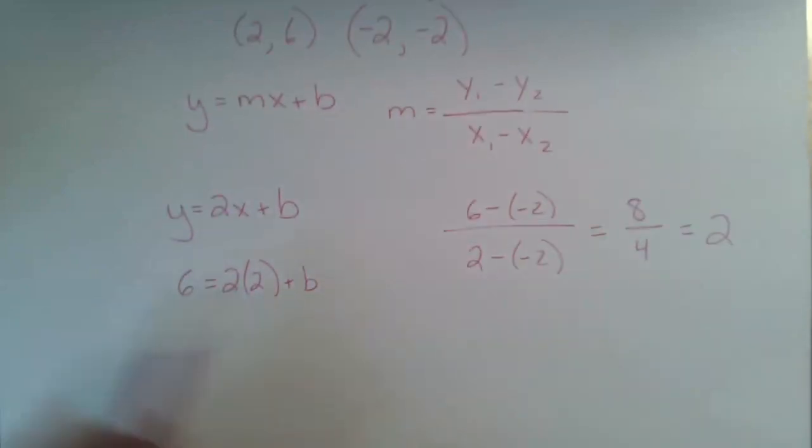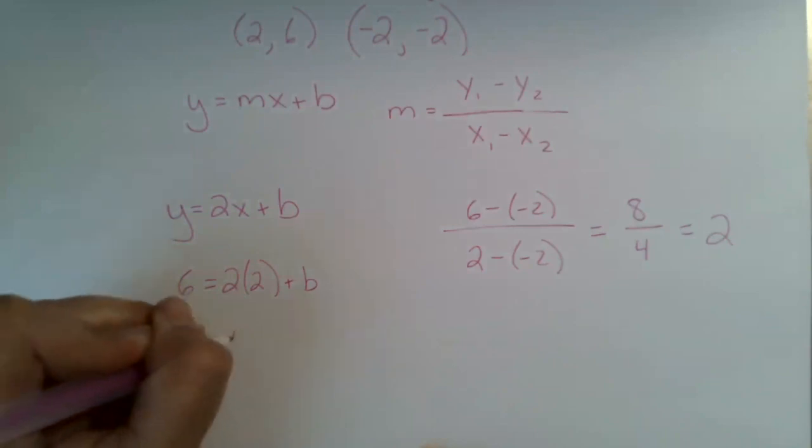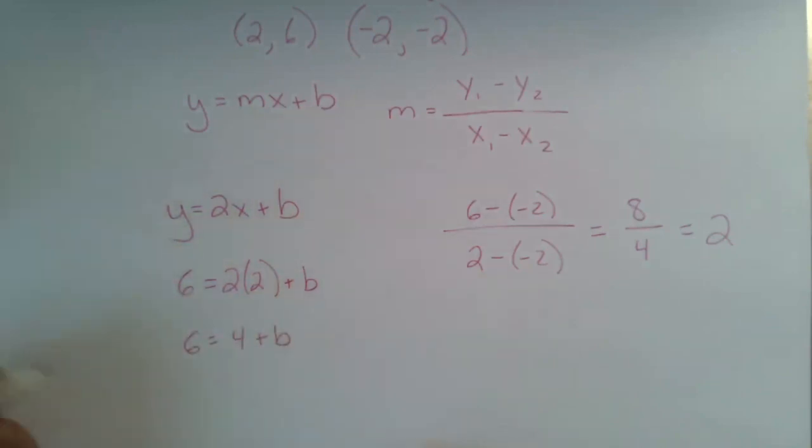So 2 times 2, that's 4. 6 equals 4 plus b. By clevering, I can always see that's 2, but I'm going to finish up with the algebra so that in case it's fractional or something weird, I know I'm getting it right.